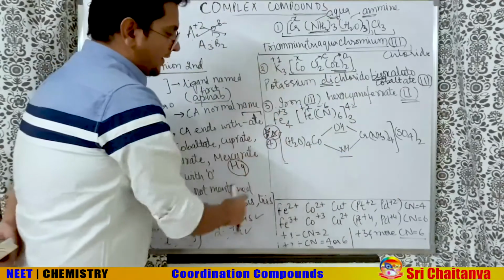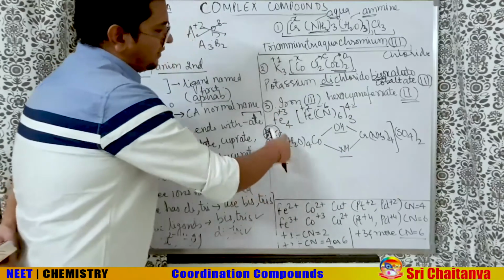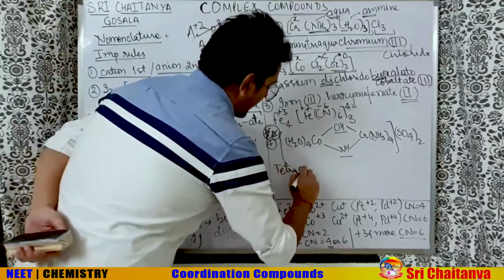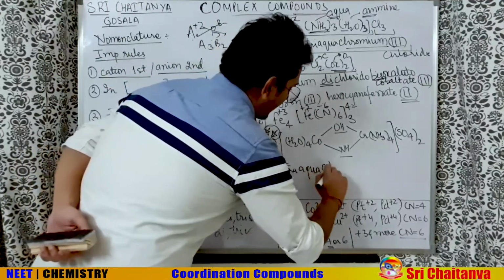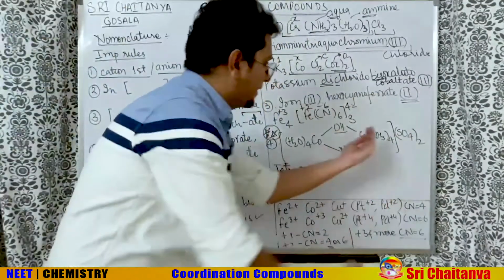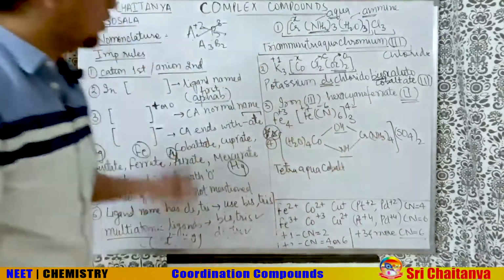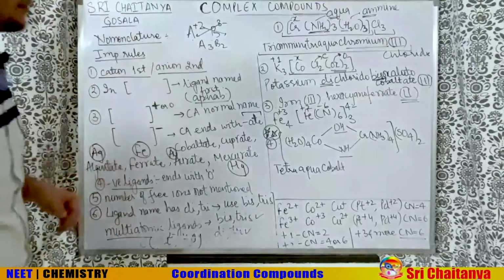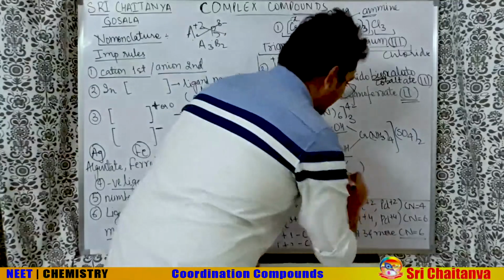Starting from the left, central atom name first or ligand? I will name the ligand first. So, tetra aqua cobalt. Should I write cobaltate or cobalt? Let us see. This whole box is on the left side. When the box is on the left side, it is positive, and for positive, the central atom has its normal name. So tetra aqua cobalt, I will leave it for now.